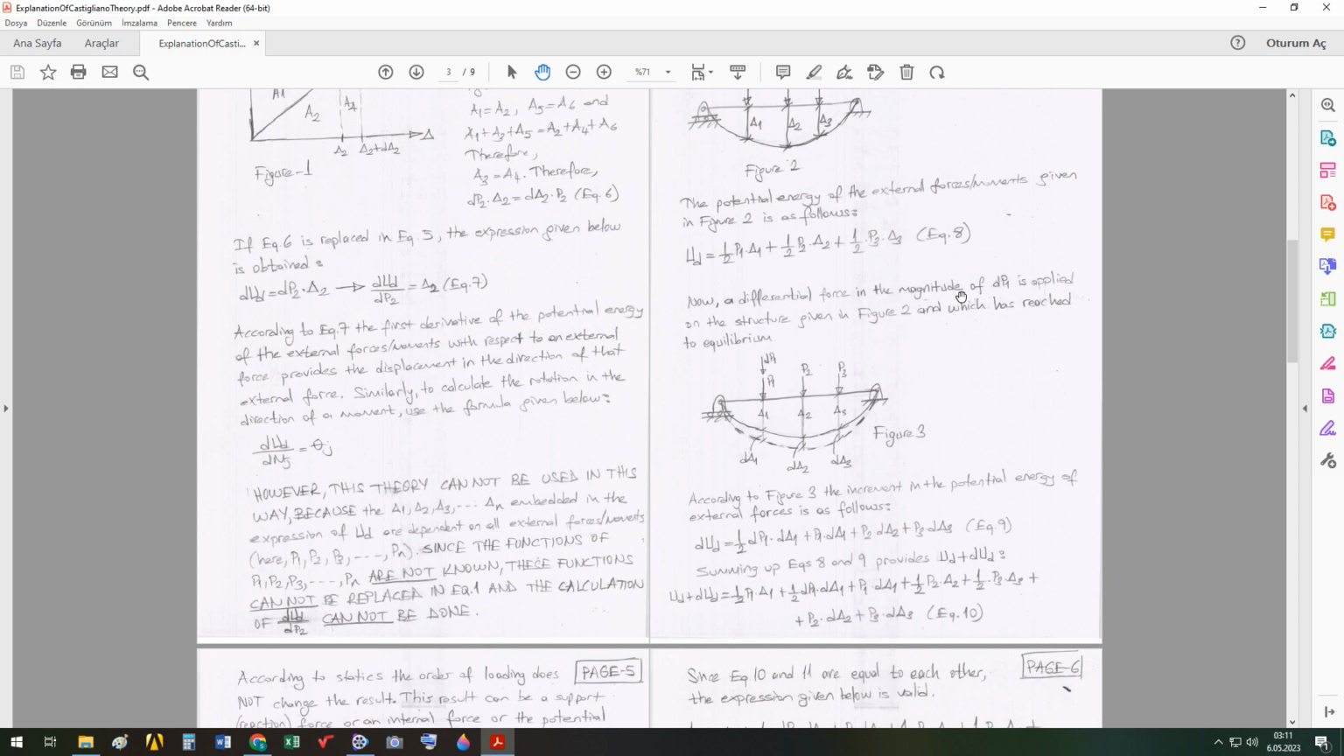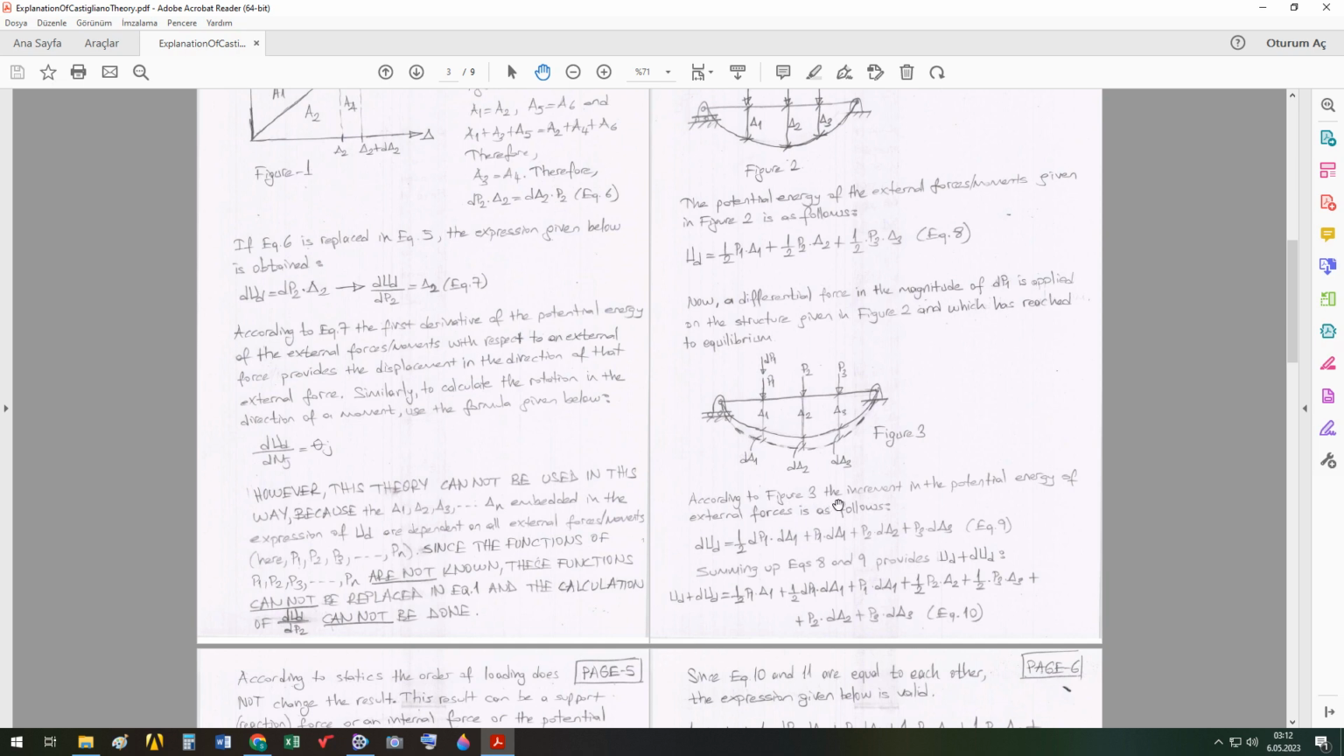Now a differential force of magnitude dP1 is applied on the structure given in figure 2. dP1 is applied here, and the beam has reached equilibrium. The beam was in equilibrium under P1, P2, P3 as you see here. Then a differential load dP1 is added and the beam again reached equilibrium in this position, which is shown with a dashed curve. And the additional displacements are d delta 1, d delta 2, d delta 3 as you see in figure 3.